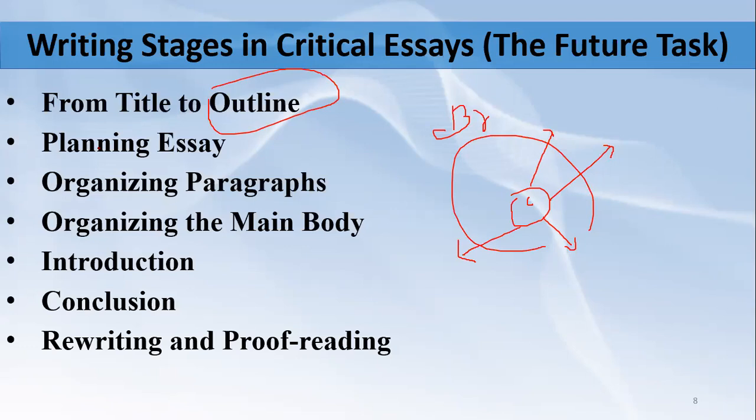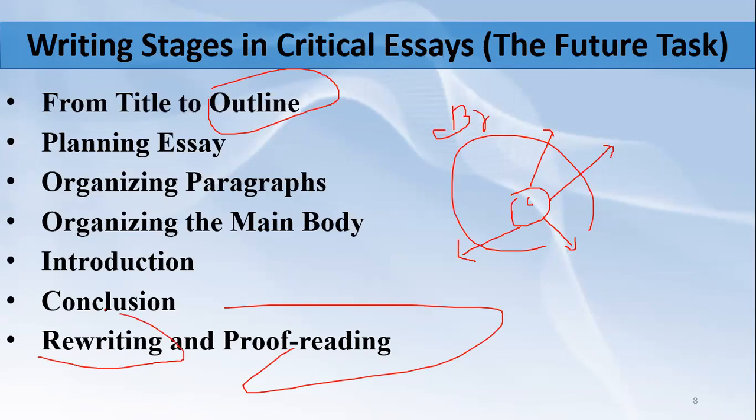Then we have the writing stage, the actual writing, the first draft. We write the first draft of our essay, and then we proofread it ourselves, or we get our essay proofread by our friends, colleagues, teachers, or any other expert. If we find certain problems, errors and mistakes, we rewrite it, and we finally submit the final draft to our supervisor, to our teacher, or to the people concerned.